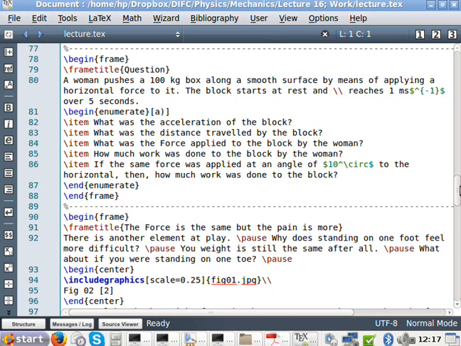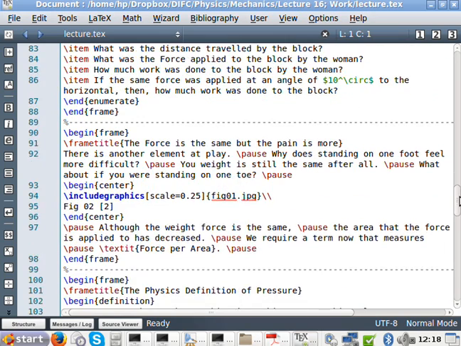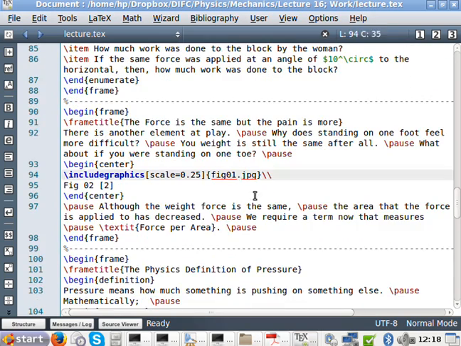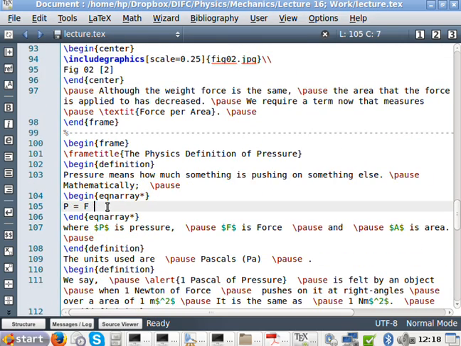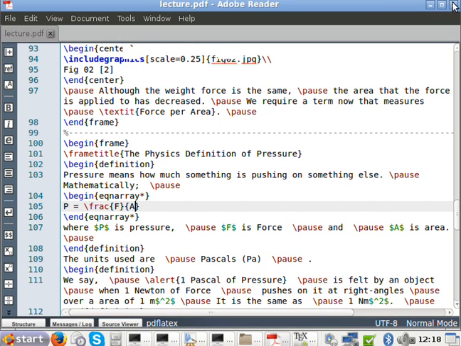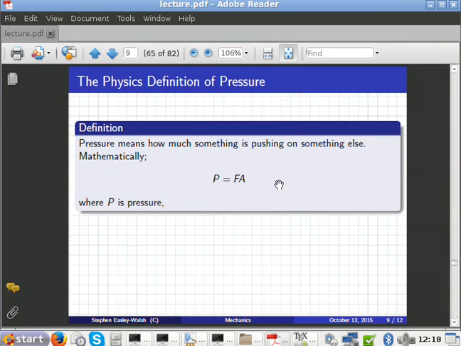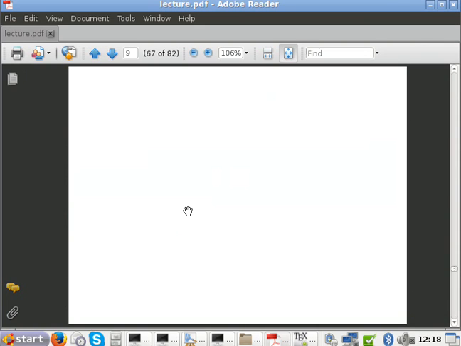Pressure. Is it related to force? Force over area. It should be force over area. Did you write the correct formula down? P is pressure, F is force, A is area.